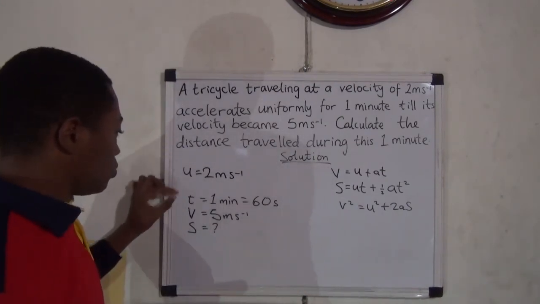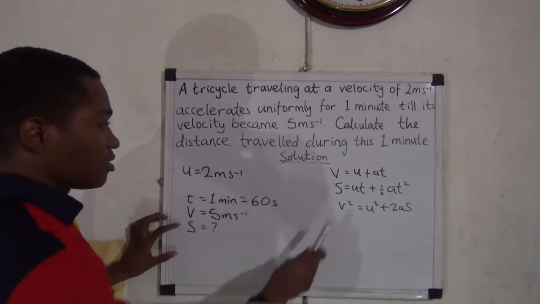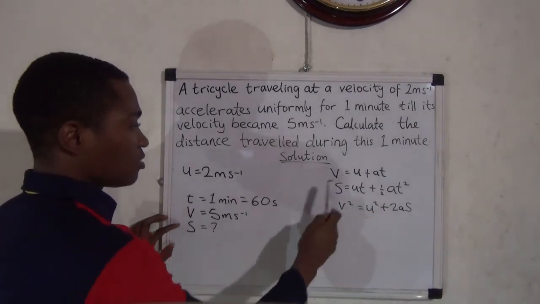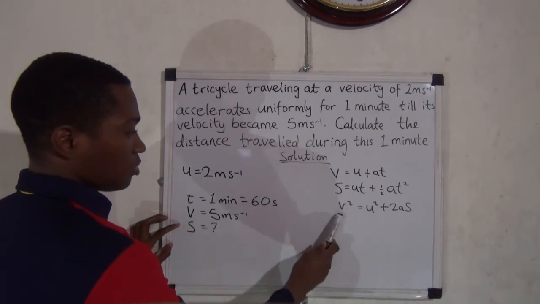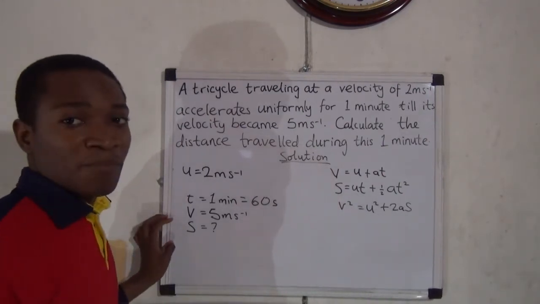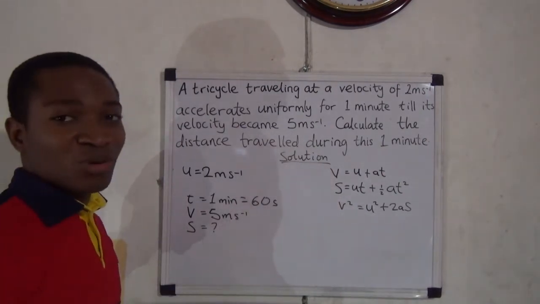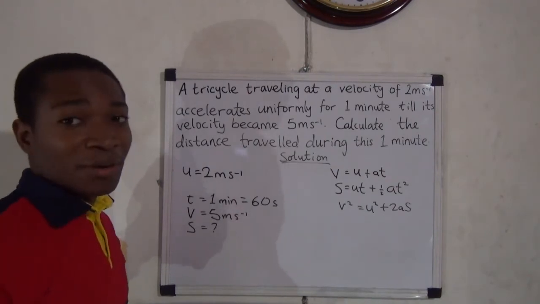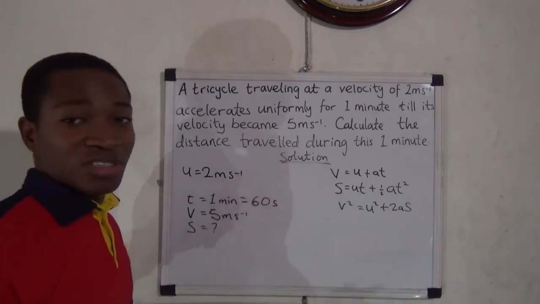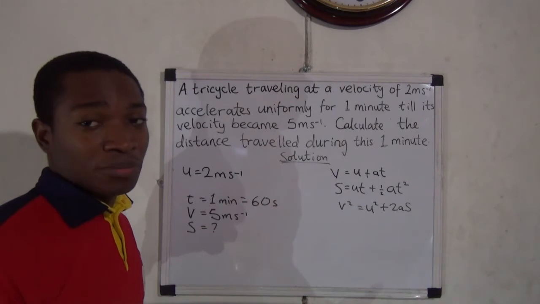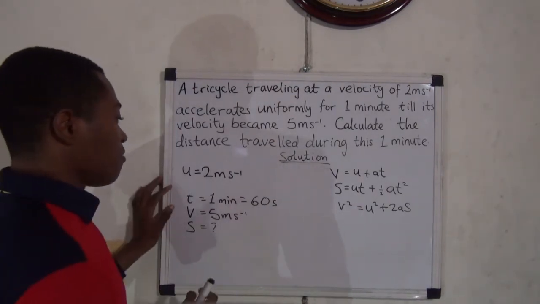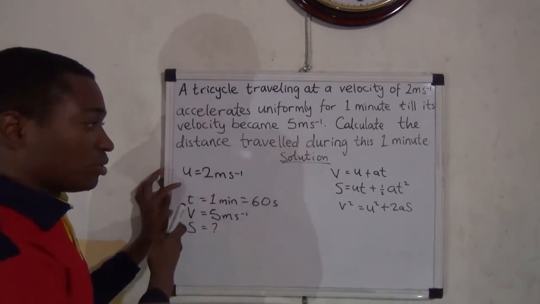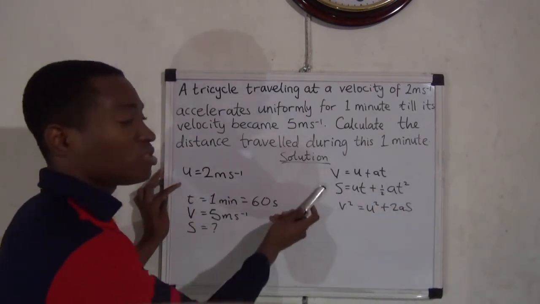Okay. U, T, V, S. U, T, V, there's no S. U, T, there's no V. U, there's no T. So which equation would you consider to be appropriate here? You know, none of these seems to work. So one way to do this is to find the acceleration so that you can use this equation.